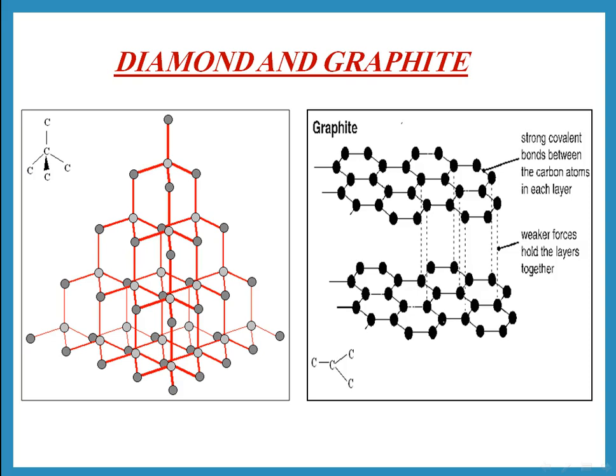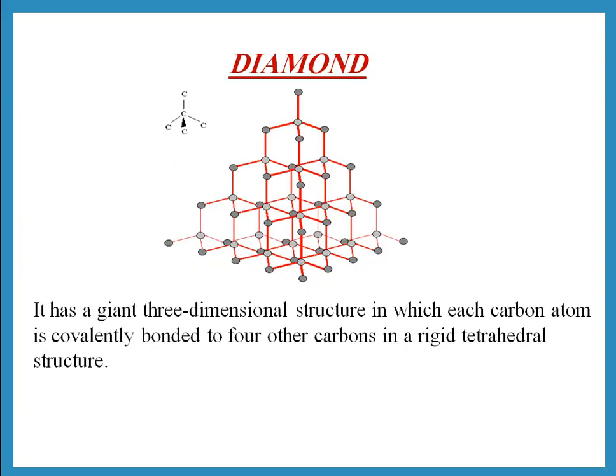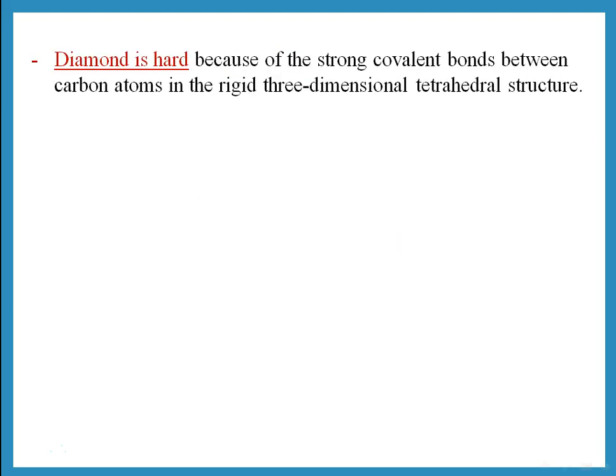Okay, then the other one that we talked about was diamond and graphite. If you remember from the O-level course, we said both of them are different forms of carbon. They're all made up of carbon. So diamond is giant three-dimensional structure in which each carbon atom is covalently bonded to how many? 4 other carbons in a rigid tetrahedral structure. So diamonds are tetrahedral, each carbon covalently bonded to 4 other carbons.